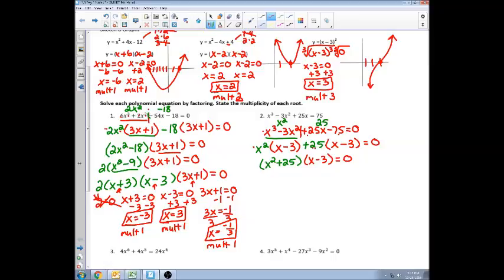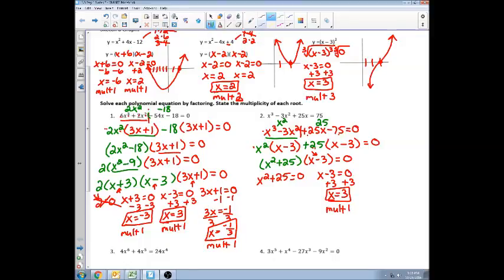So what we would do now is we would go ahead and set them each equal to 0. So I'd have x squared plus 25 is equal to 0. X minus 3 is equal to 0. Well, x minus 3 is pretty easy. I'm going to add 3 to both sides, so x would equal 3. Note, there's only been one x minus 3 set of parentheses in the entire problem. So this is a multiplicity of 1.